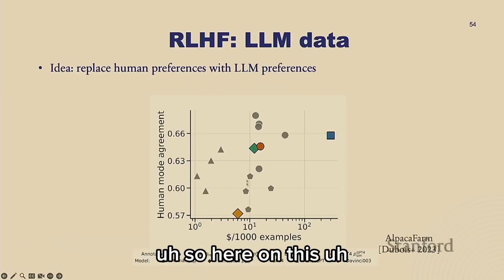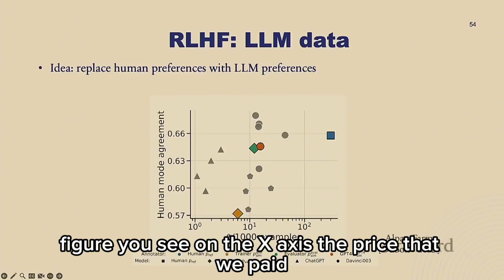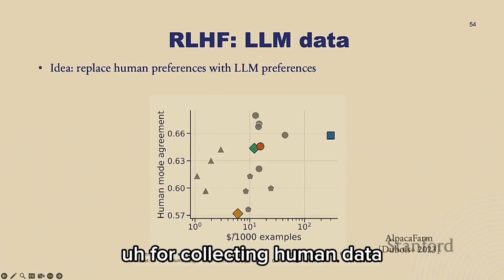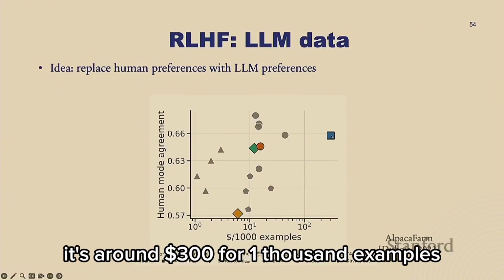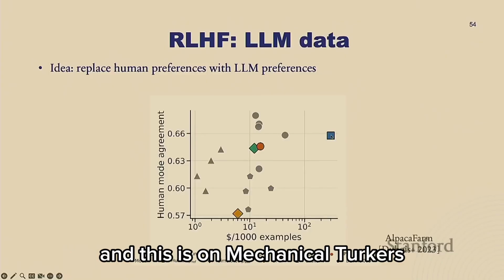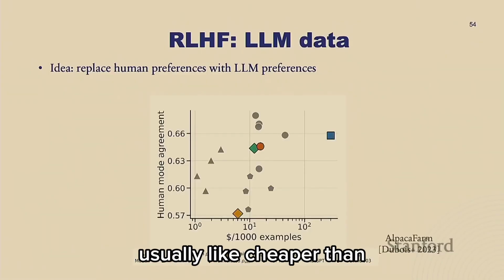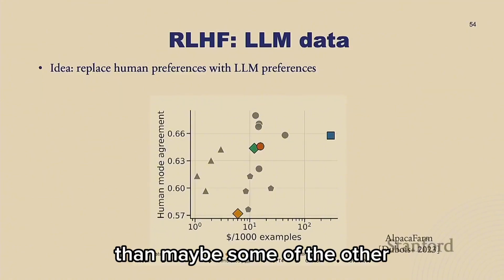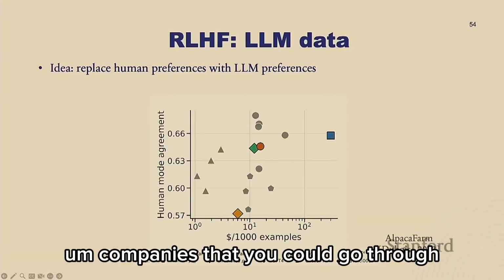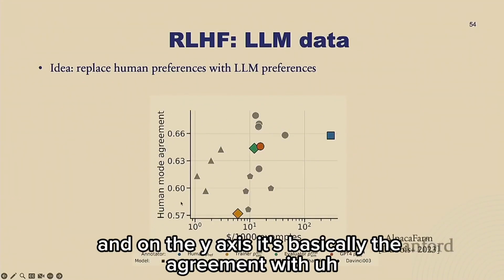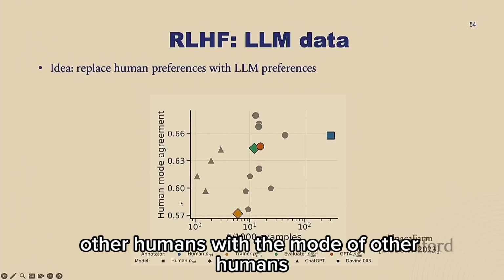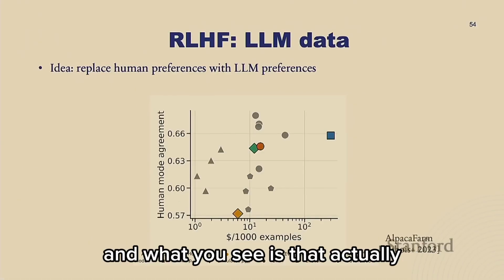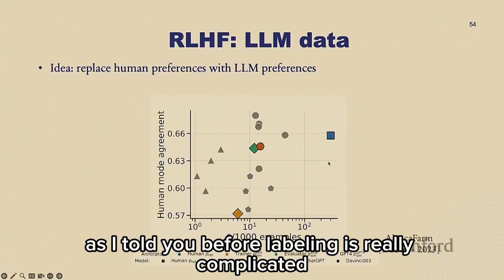So here on this figure, you see on the x-axis the price that we paid for collecting human data. It's around $300 for 1,000 examples, and this is on mechanical Turkers, which are usually cheaper than some of the other companies that you could go through. And on the y-axis, it's the agreement with other humans, with the mode of other humans. And what you see is that actually, as I told you before, labeling is really complicated.